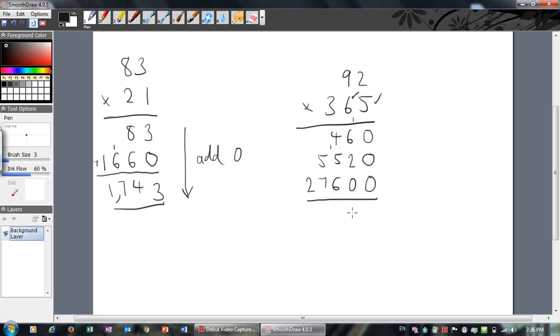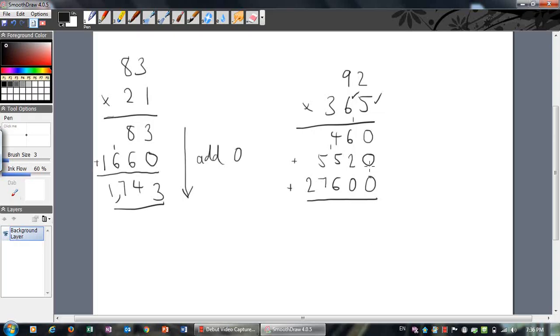And there we go. So to reiterate, what we've got, this top line is 92 times 5. This second row is 92 times 60. The bottom row is 92 times 300. So they're the 3 rows we have, so we need to now add all of those up together to get our grand total.